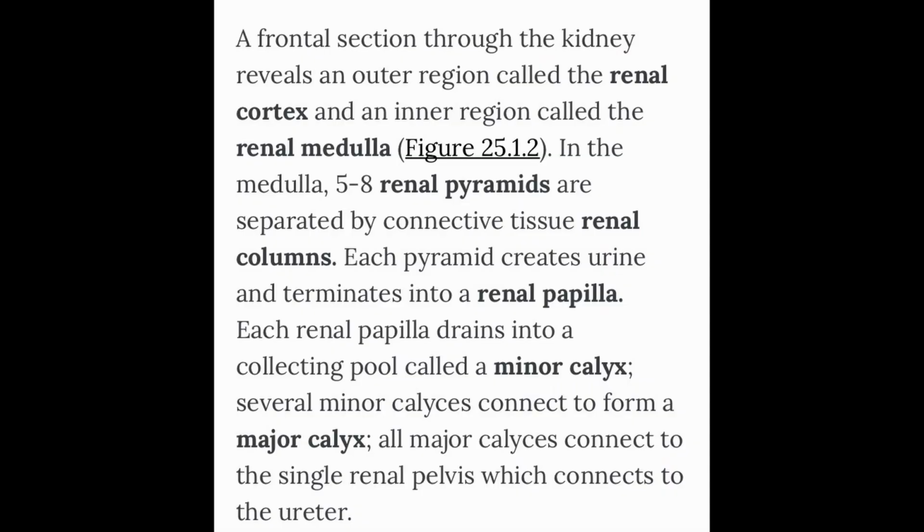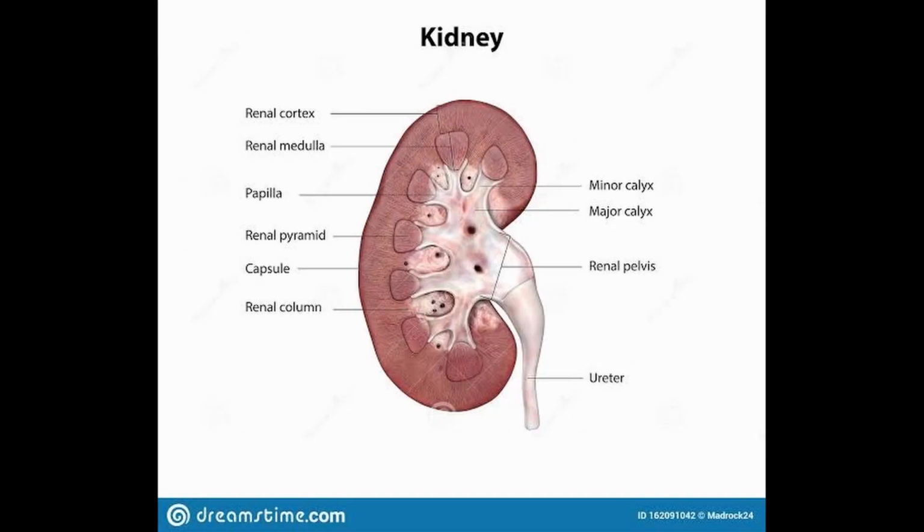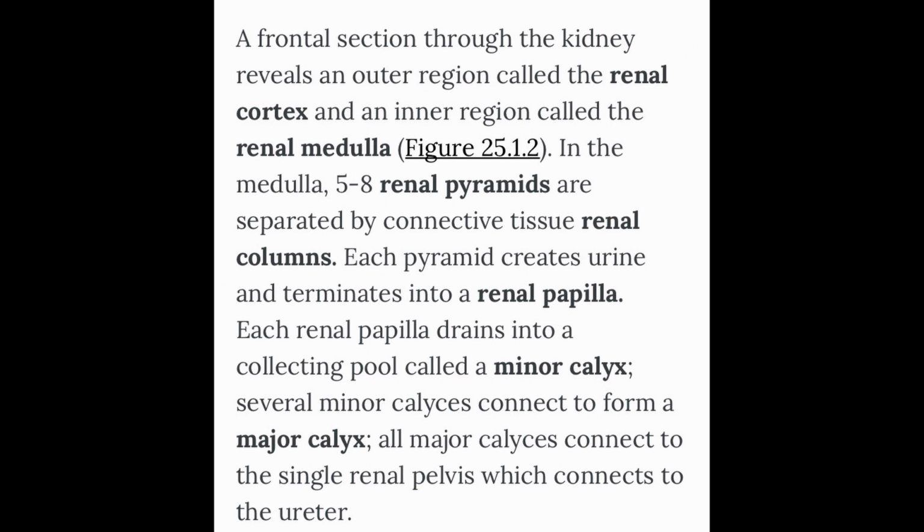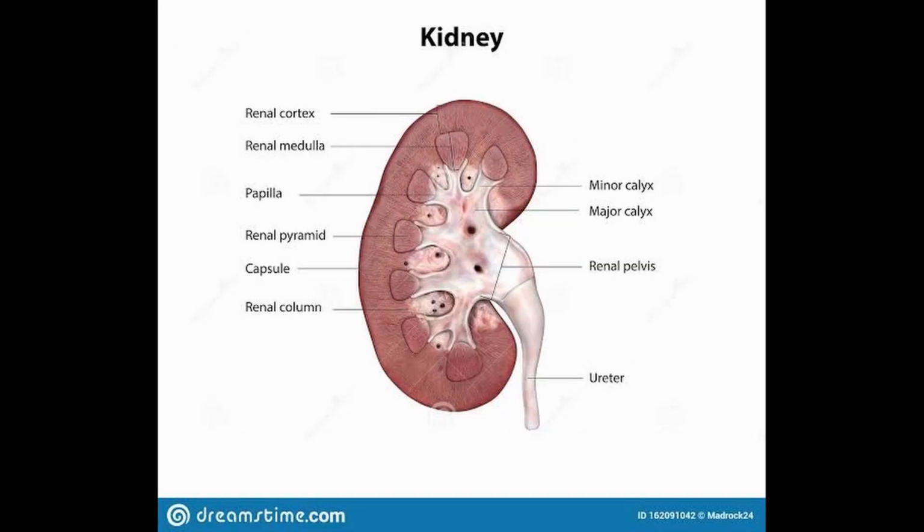Now we discuss the internal anatomy of the kidney. A frontal section through the kidney reveals an outer region called the renal cortex and an inner region called the renal medulla. As you can see on the diagram, the outer portion is termed the renal cortex, and inside there is the renal medulla. The inner portion is termed the renal medulla. In the medulla, 5 to 8 renal pyramids are separated by connective tissue called renal columns. So there are 5 to 8 renal pyramids and they are separated by the renal columns. In the diagram, all the structures are mentioned.